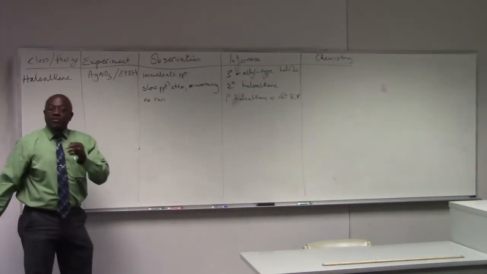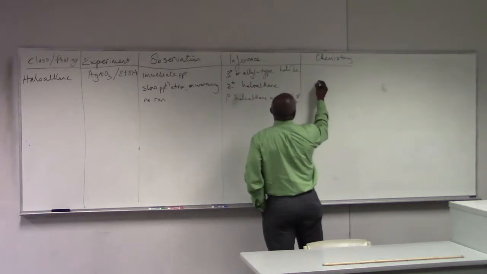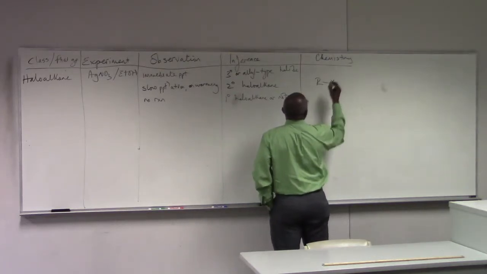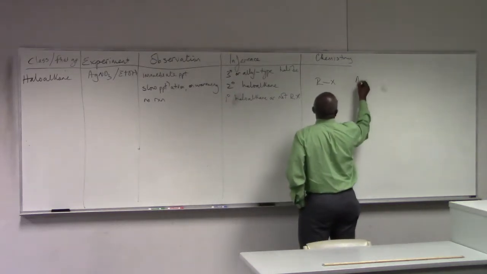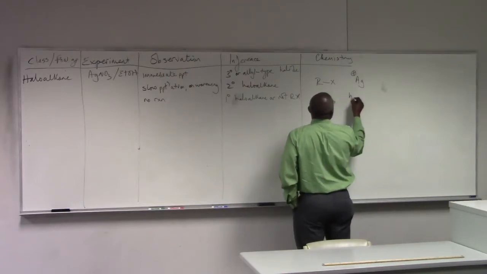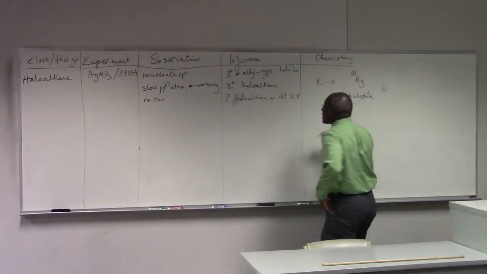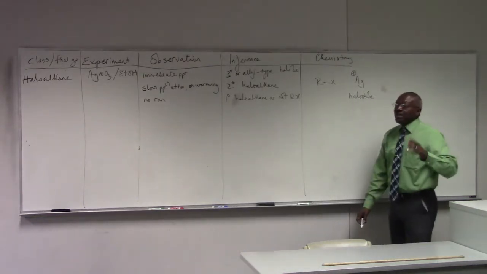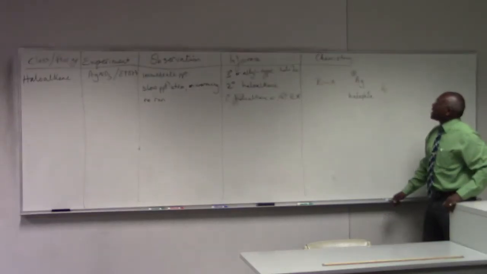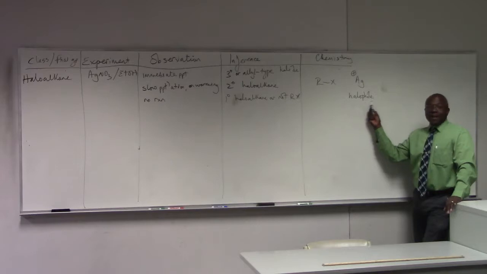Okay, so what's the chemistry here? It turns out that if I had RX, silver is what's called a halophile. There are a couple of examples in Organic 2 that we meet, and here's the most prominent. That's called a halophile. In other words, it has an affinity, a love, for halogens.